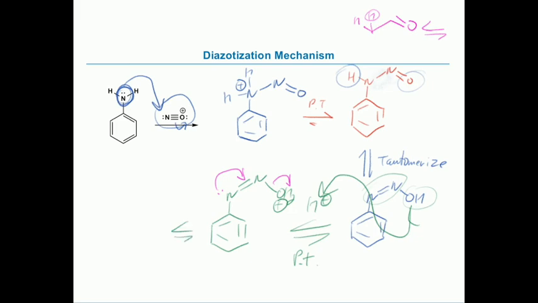So final product here is nitrogen and then triple bond to nitrogen where it's cationic or overhybridized at this internal position here.